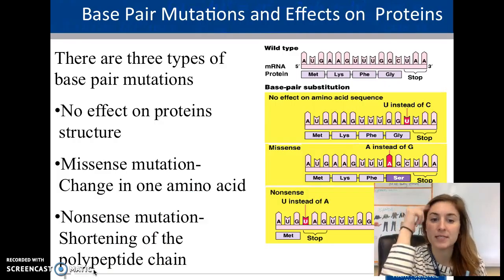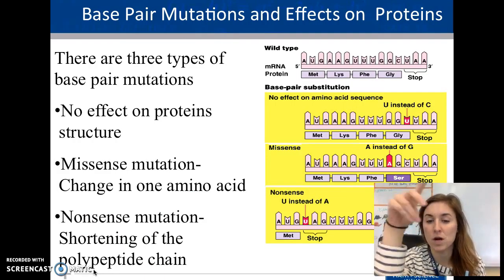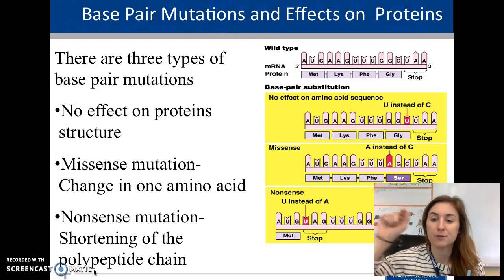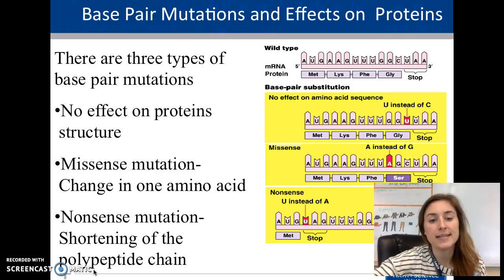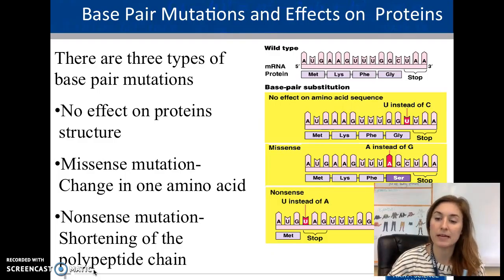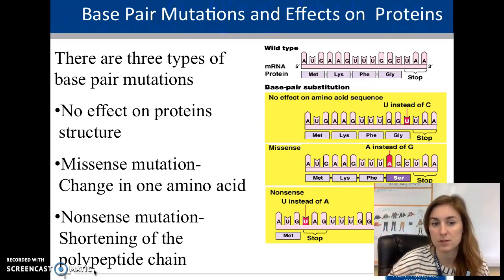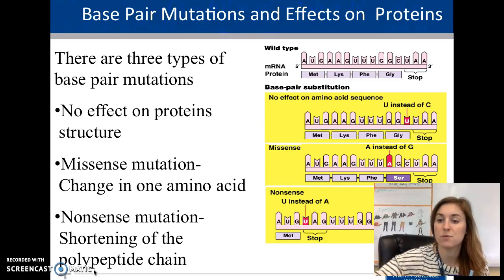We can have a missense mutation, which is a change in one amino acid, and so it plugs in a different amino acid, and then a nonsense mutation, which will code for a stop codon, and it'll shorten the chain altogether. So missense, you still get the same length, just one amino acid is incorrect. Nonsense, you're going to stop it early, and it's not going to be the correct protein. It's not going to continue making the protein.